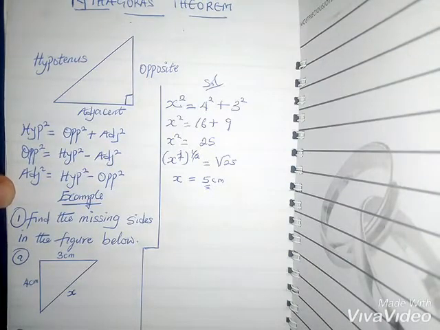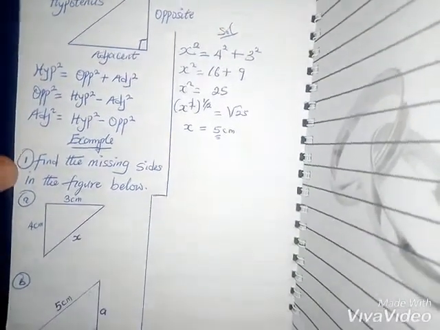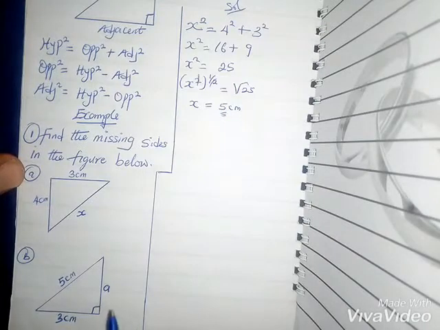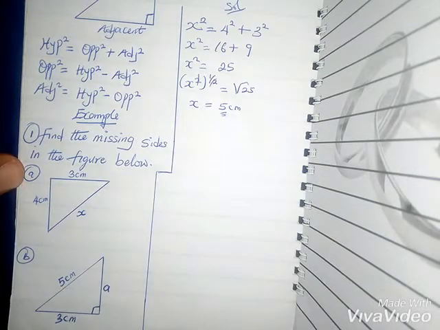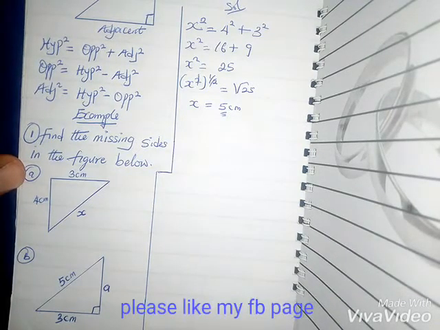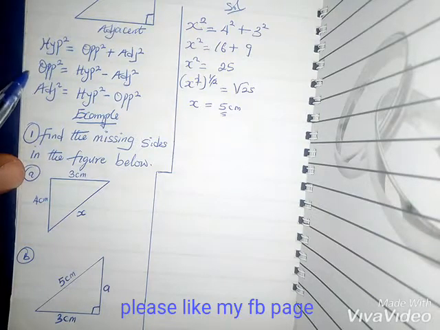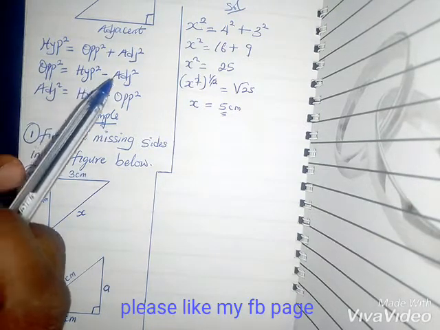And let's go down to the second question. The second question here says we have a, the opposite, which is unknown, and the hypotenuse is given as 5 while the adjacent is 3. Now, which formula are we going to use? You make use of the formula whereby the opposite serves as the subject. That is the second formula, opposite square equal to hypotenuse square minus the adjacent square.